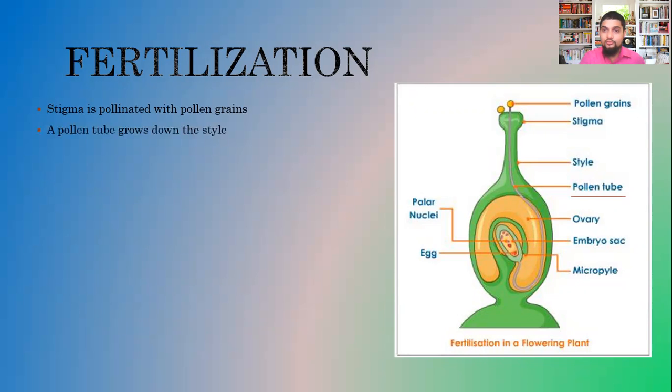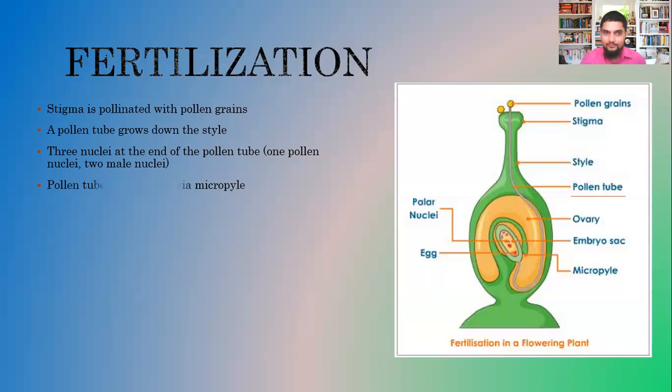Then a pollen tube goes down the style. There are 3 nuclei present at the tip or at the end of the pollen tube. One of them is the pollen nucleus. And what we are also mostly interested in is the 2 male nuclei. The pollen tube enters the ovary through the micropyle. So you should look at the diagram and you should see at the bottom right, a structure there is labeled as a micropyle. Micropyle is a small opening or a small hole that allows the pollen tube to enter.